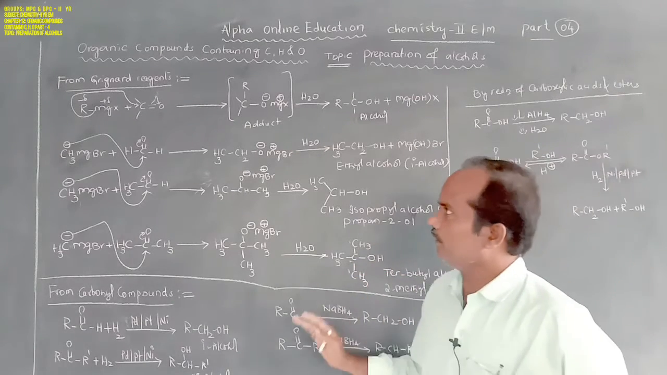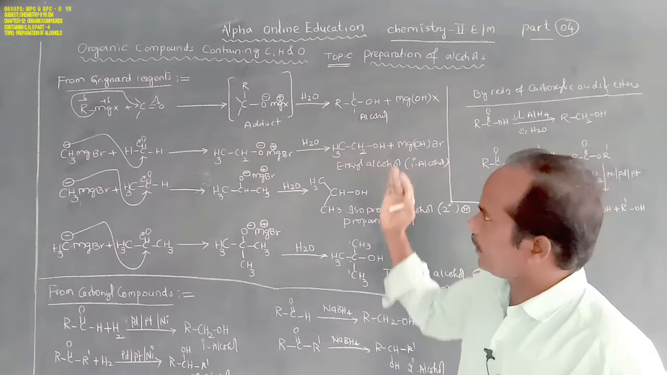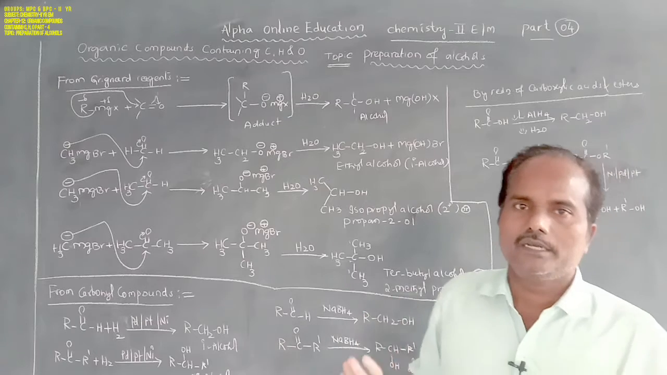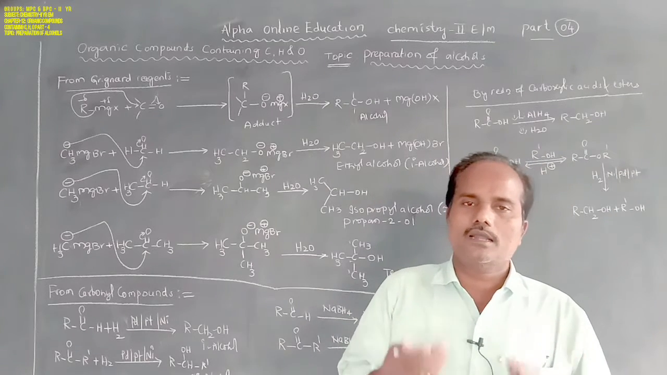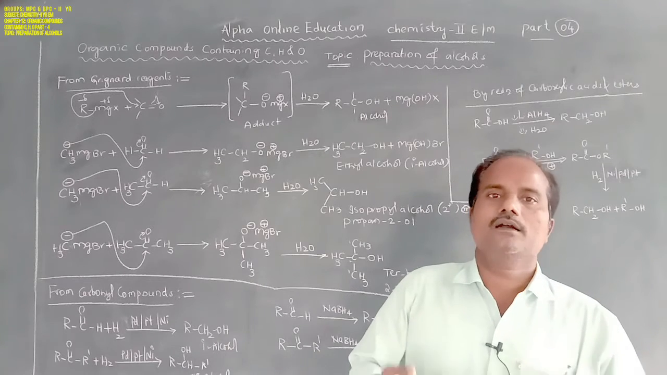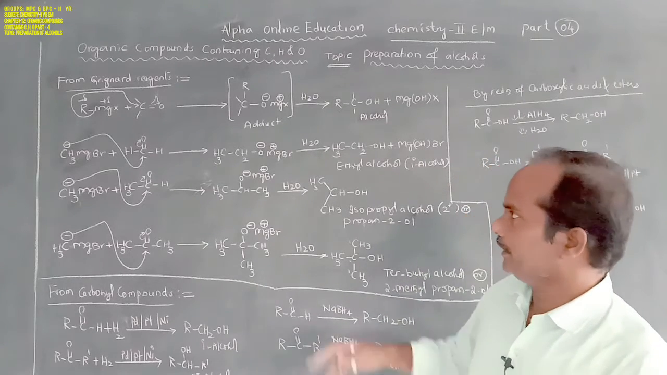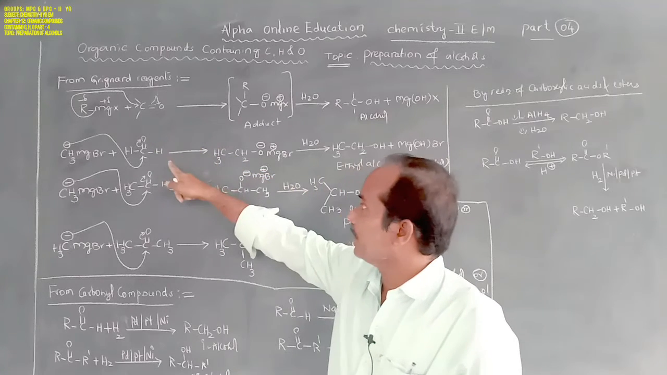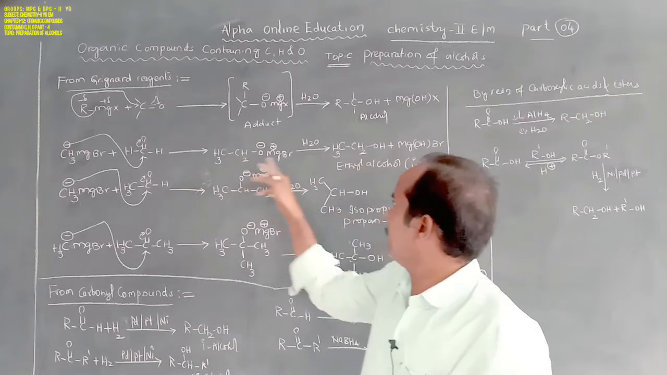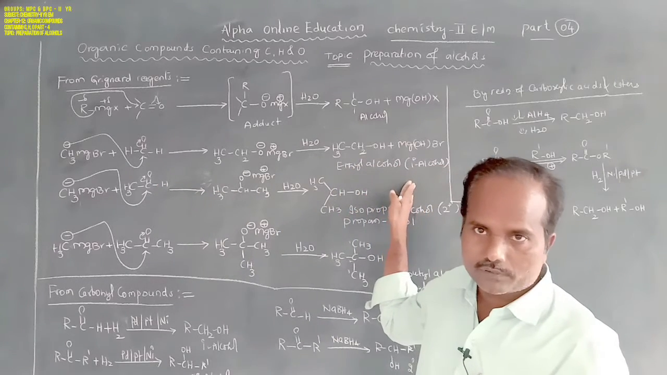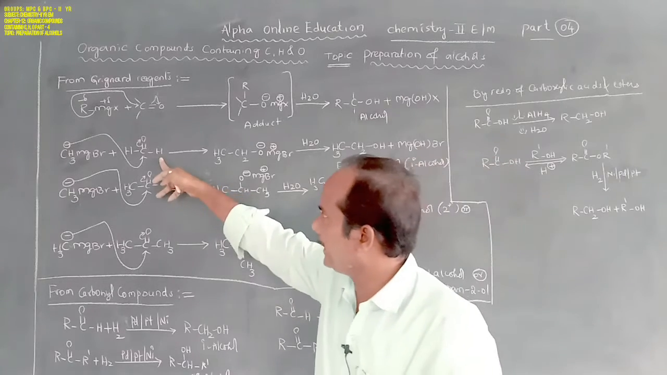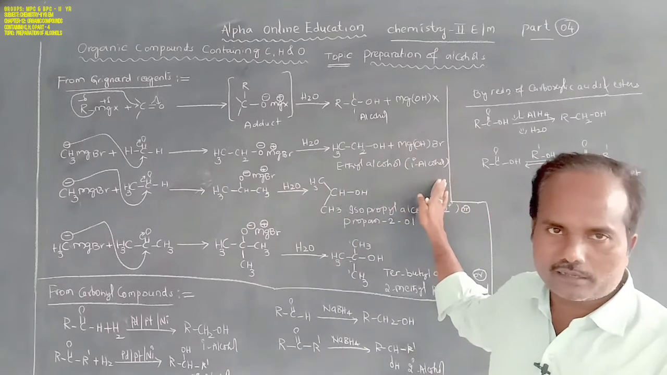So this is about the preparation of alcohols from Grignard reagents. Simply, a Grignard reagent is nothing but an alkyl magnesium halide, which gives alkyl carbanions. When a Grignard reagent interacts with formaldehyde, primary alcohols are formed.